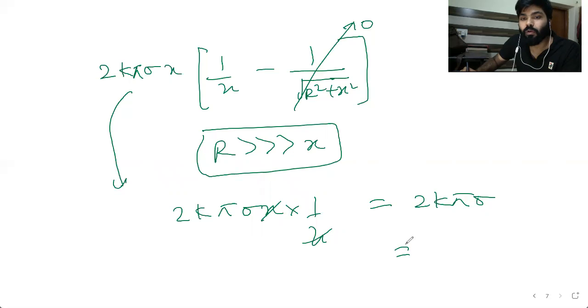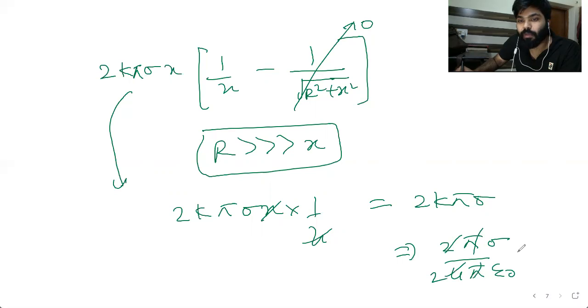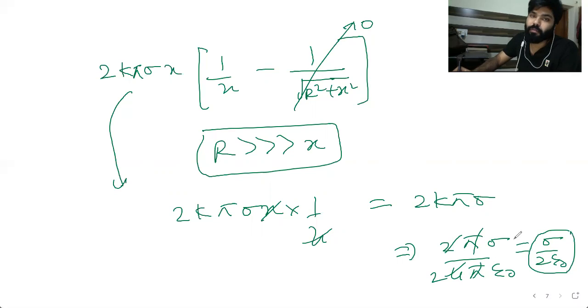Now you can also put the value of k: 2 times pi times sigma times 1 over 4 pi epsilon naught. Cancel out 2 with 4 and pi with pi. You will be left with sigma upon 2 epsilon naught. This is our required answer after putting the assumption. So I hope you understood this topic.